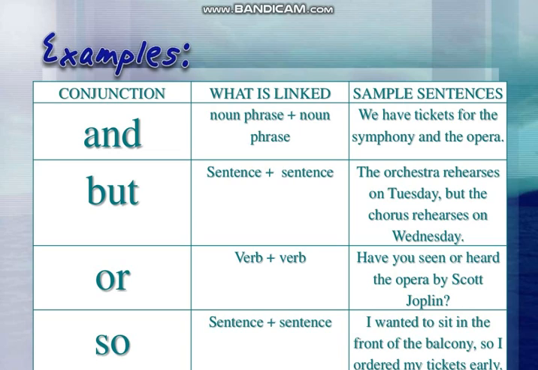Then we have a conjunction or, which is joining or linking verb plus verb. Have you seen or heard the opera by Scott Joplin? So here the word or is used. Then we have so, which is joining two sentences with each other. I wanted to sit in the front of the balcony, so I ordered my tickets early. Here the conjunction so is used. So these are all coordinating conjunctions, and they are used to join or link two similar elements with each other.